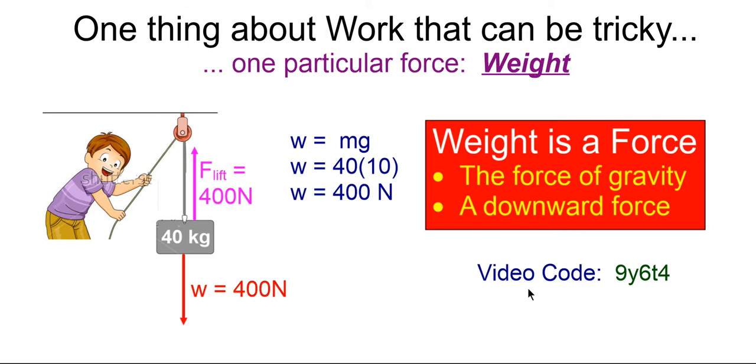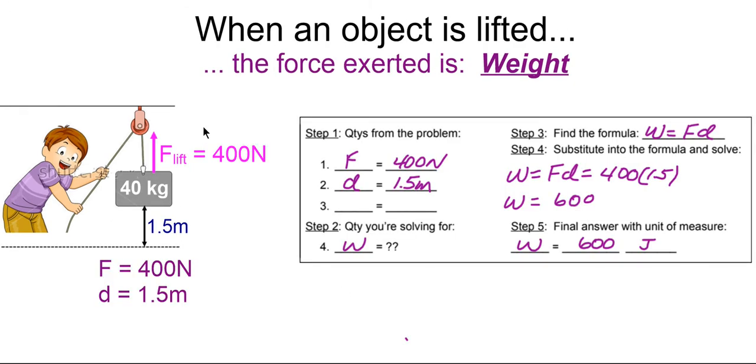Again, when you lift something, you exert a force equal to the object's weight. All right, so the force up is 400 newtons, equal to the weight. I've given you a distance here. We're lifting at 1.5 meters. And now we're on easy street again, aren't we? Now that we realize that the force is the weight, we just plug it in. Force, distance, looking for work, formula, substitute. Now our work is 600 joules.